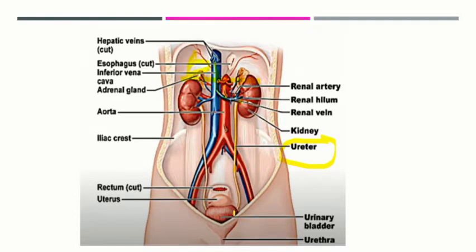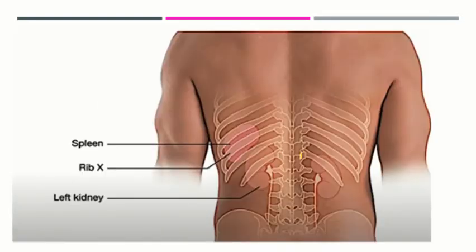And this is the urinary bladder, and this is the position of the urethra. So all the structures you can see here in sequence: kidney, then ureter, urinary bladder, and urethra. This is the uterus. Actually this is a female structure, so it is not part of the excretory system. Now come to the kidney in a different direction.